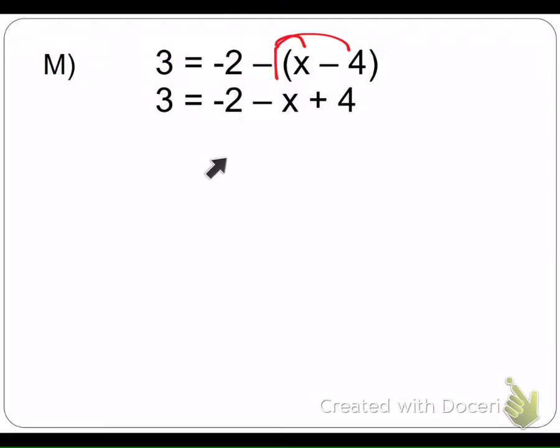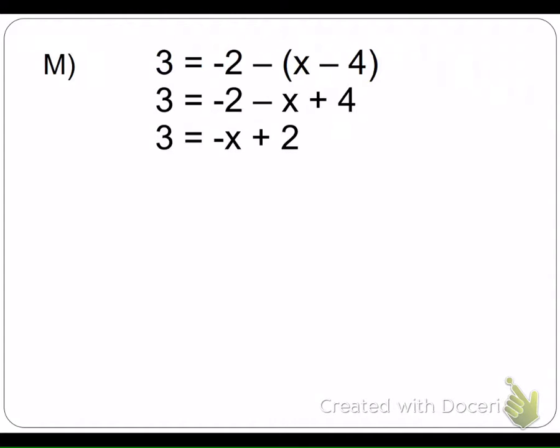Okay, now I can combine like terms. So I have a -2 and a +4. So those are going to go together. So -2 plus 4, that's going to be a +2. So I'm going to rewrite those together. The x is still negative, so just leave that guy alone.